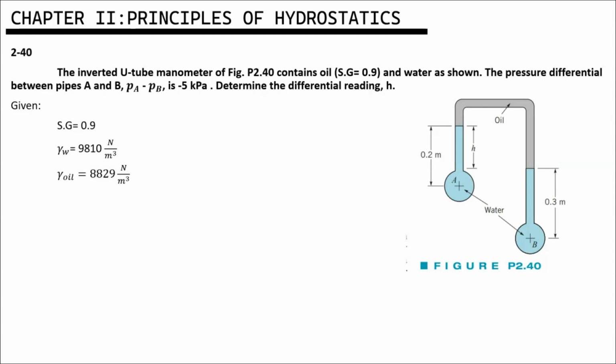Since we have the pressure differential between pipe A and pipe B, we have -5 kPa. It is also equal to -5,000 Pascal as well as -5,000 Newton per meter squared. And since we have a manometer tube here, we can make an assumption. If the direction is going upward, it is negative, and if it is going downward, it is positive. So now we can start determining the differential reading.